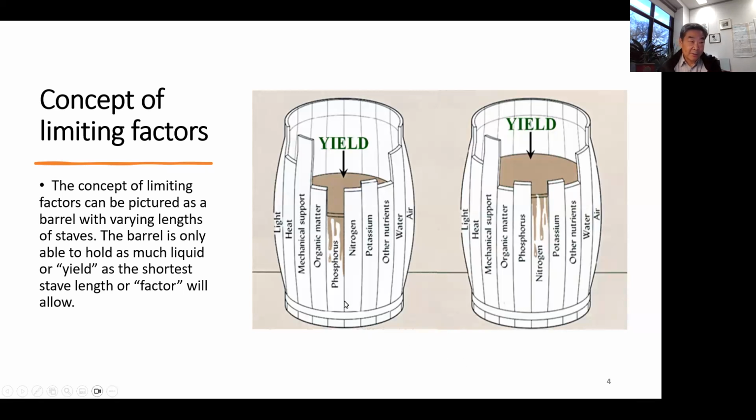Anyway, you have to correct this limiting factor before the yield could go to the next level. In this case, if you look at the right one, we add the phosphorus supply to your soil, and this stave goes up, and then the next one, nitrogen over here, becomes a limiting factor. So the yield won't go up until this nitrogen level increases. So you keep going up and fix all this, and then your crop yield would increase.